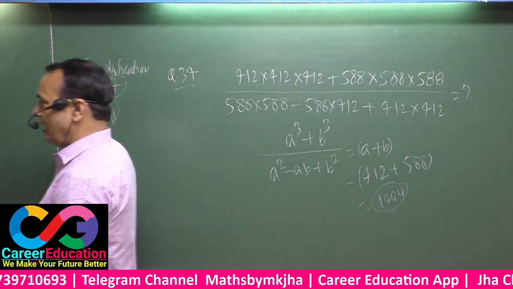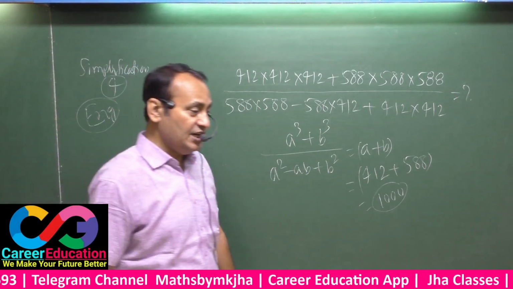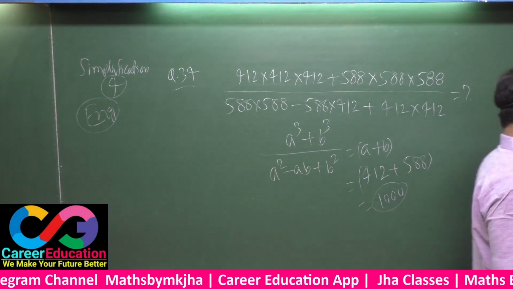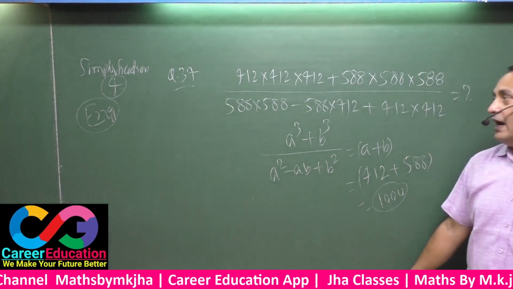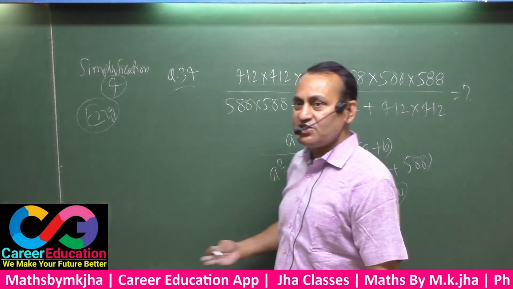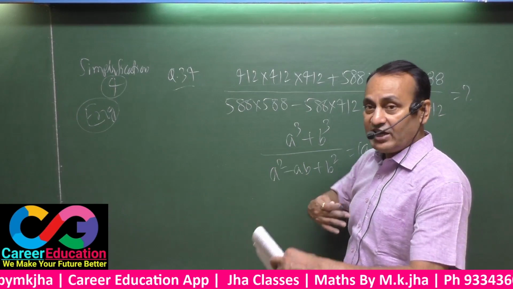Question number 33 and question number 34 are exactly the same, but the first question was in concise form and the second question is in expanded form. That means the question is expanded here.